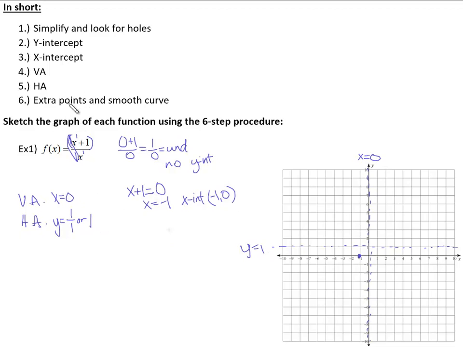Okay, so next we're asked to find some extra points. So we're going to make a little table. It's not very straight.